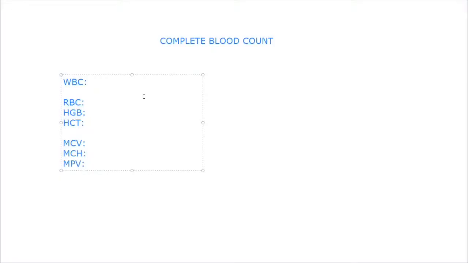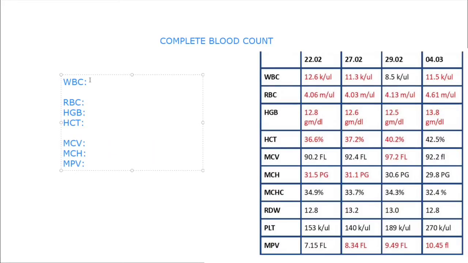Putting his lab results on the screen, we'll start off with white blood cells. The normal range is 5 to 10 kilo per microliter, and his white blood cell levels are high because it is an inflammatory response taking place in his body.